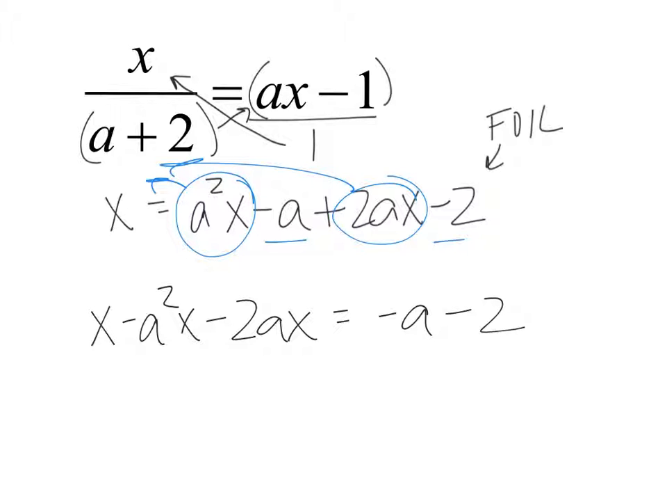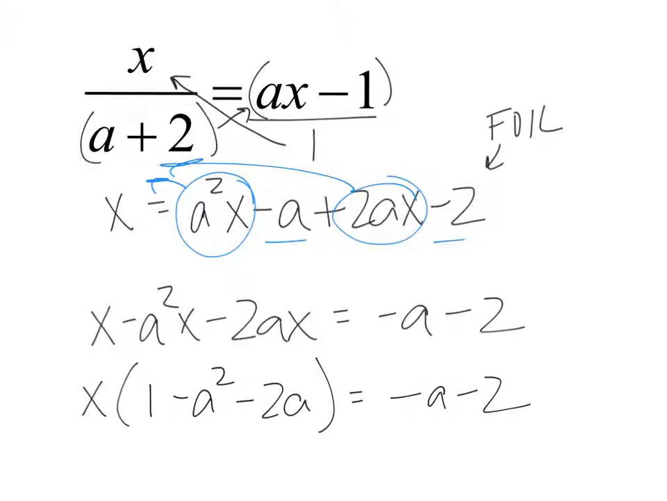Okay, and now you can see that everything on the left here has an x term in it, so you know what comes next, factor out the x. And be very careful here, when you take an x out of this first term, there's not nothing, remember? When you divide x by x, you're left with 1, so you need that 1 in there. And then when I take x out of negative a squared x, I just have negative a squared. And then when I take x out of negative 2a, I have negative 2a, and that leaves me with negative a minus 2.